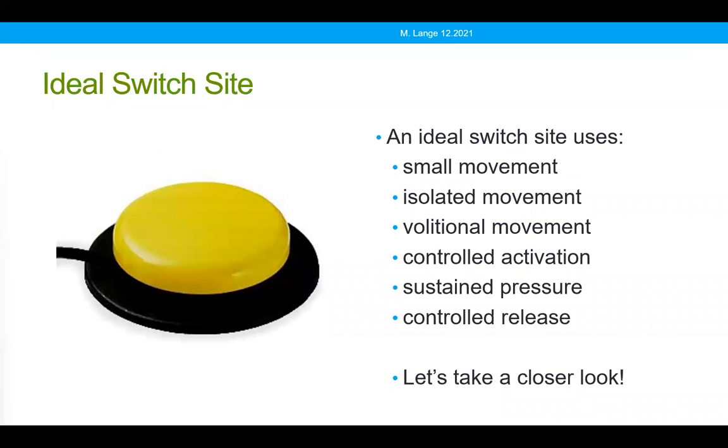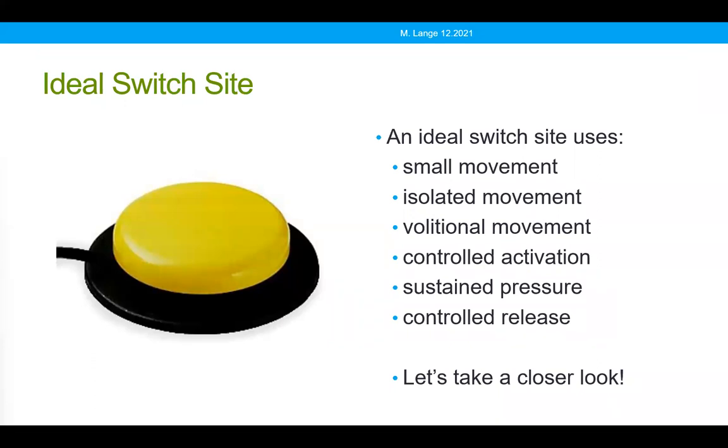Now, we have some other courses in the AbleNet library about switch assessment that go into more detail about where to place a switch and what type of switch to use. Our focus again today is on muscle weakness. But just to review, an ideal switch site. This is ideal. We can't always reach ideal, but we move towards ideal.